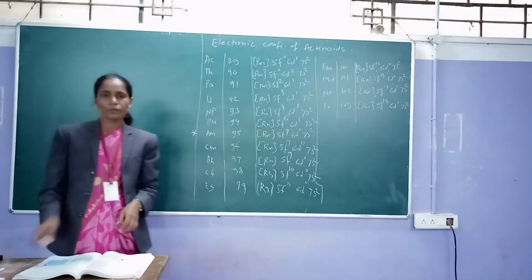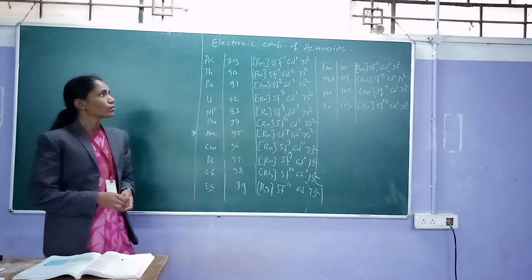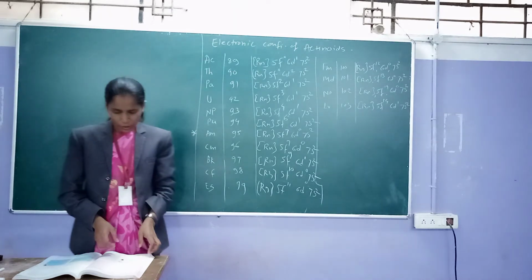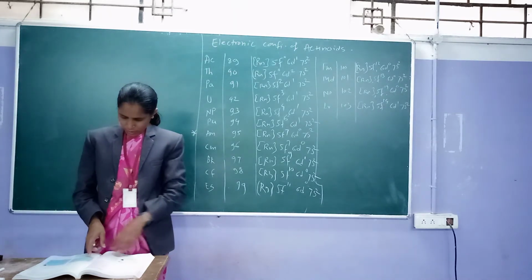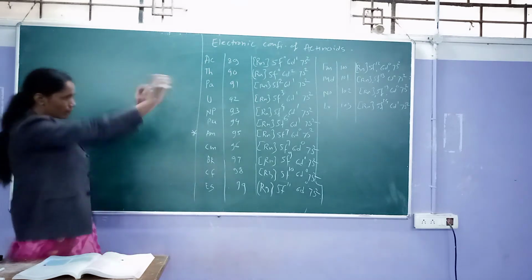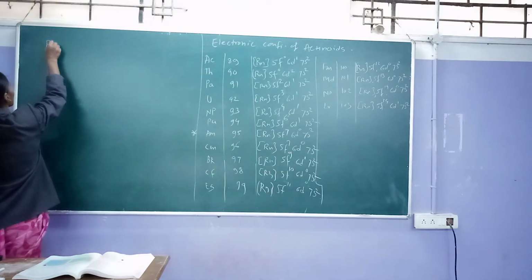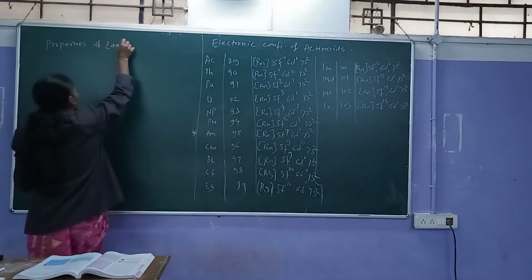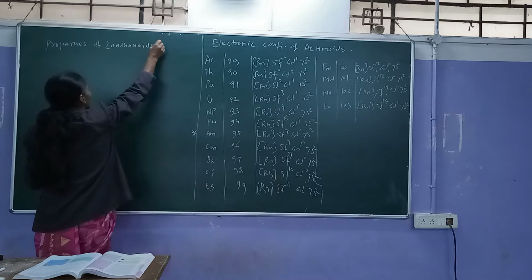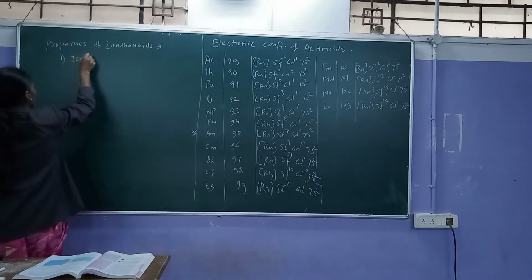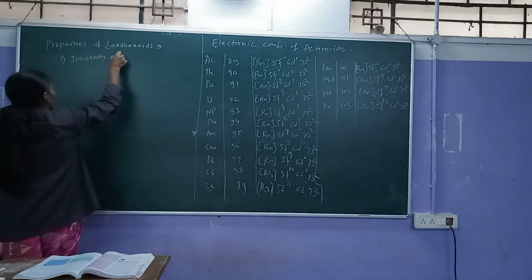In this lecture of the 8th chapter, Transition and Inner Transition Elements, we are going to start with the lanthanoids, that is, the properties of lanthanoids, from which the first is ionization enthalpies.